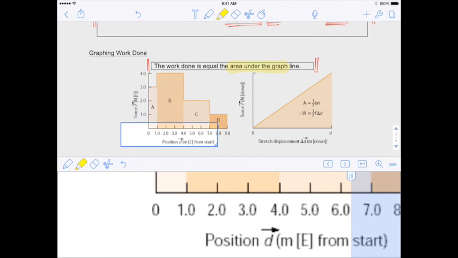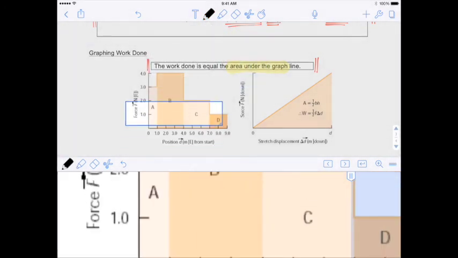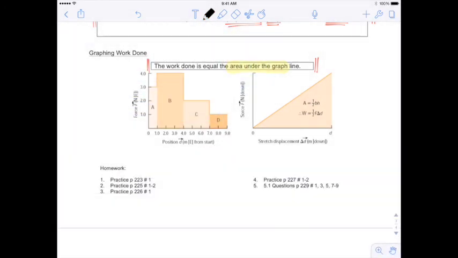I want to take a look at just one of these intervals. We'll look at interval B. Interval B forms a rectangle under the graph, so I want to determine the work done for this interval. Determine the length of this rectangle and the height of this rectangle. Multiply them together, length times width or length times height, to determine the area of the rectangle. And what is the work done? 12 joules.